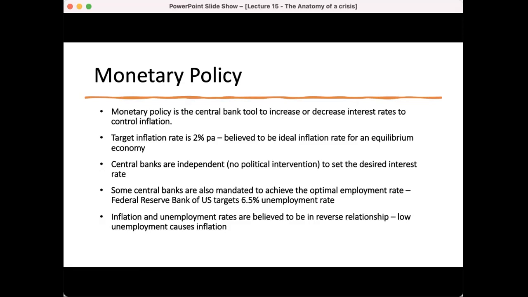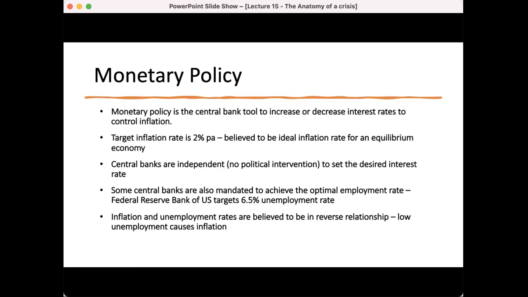Some central banks are also mandated to achieve an optimal employment rate. So the Fed, as an example, is targeted to hit a 6.5% unemployment rate. Interestingly, though, inflation and unemployment are believed to be in a reverse relationship. So low unemployment causes inflation. So if you have inflation above 2%, then one of the ways in which one might resolve that is by creating unemployment, which brings the inflation rate down.